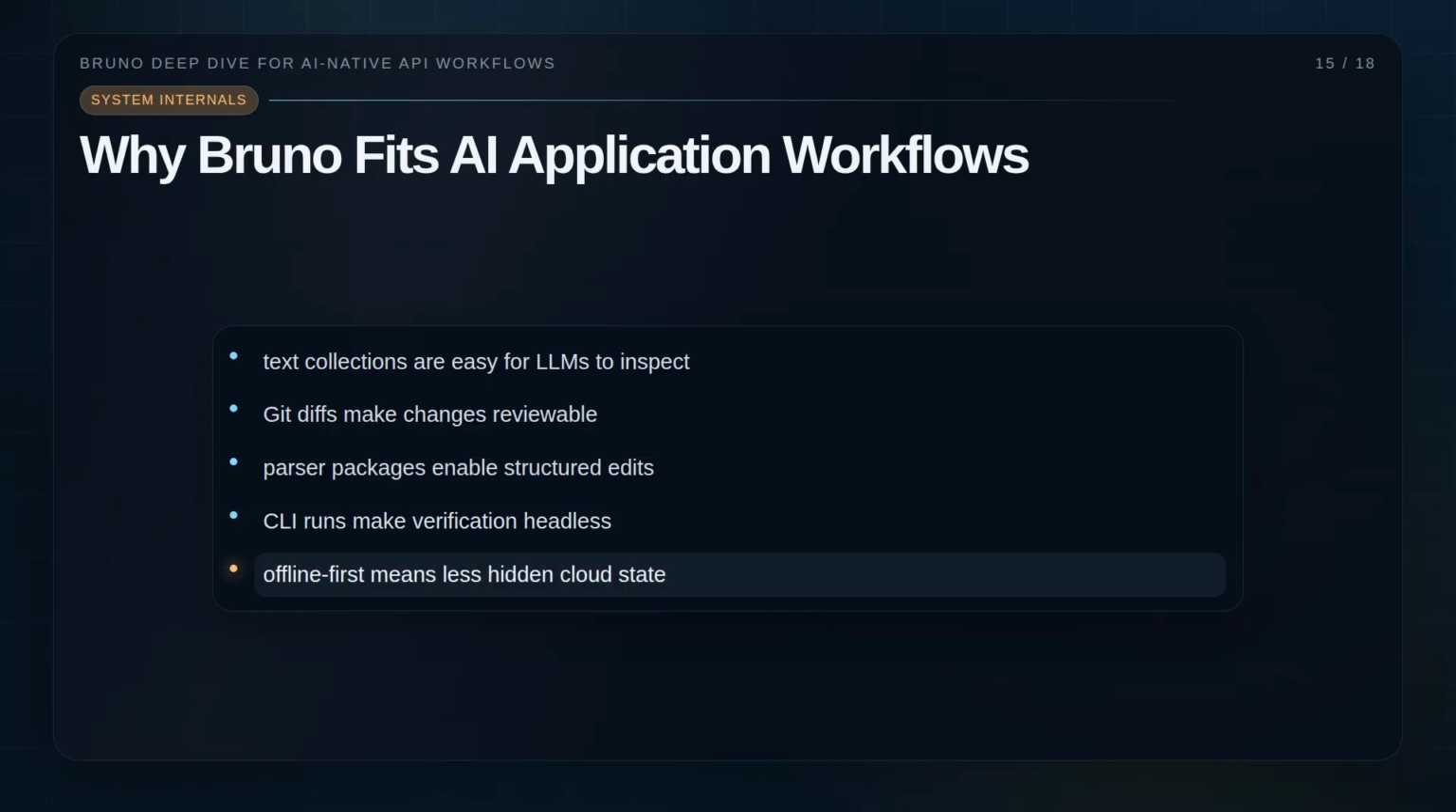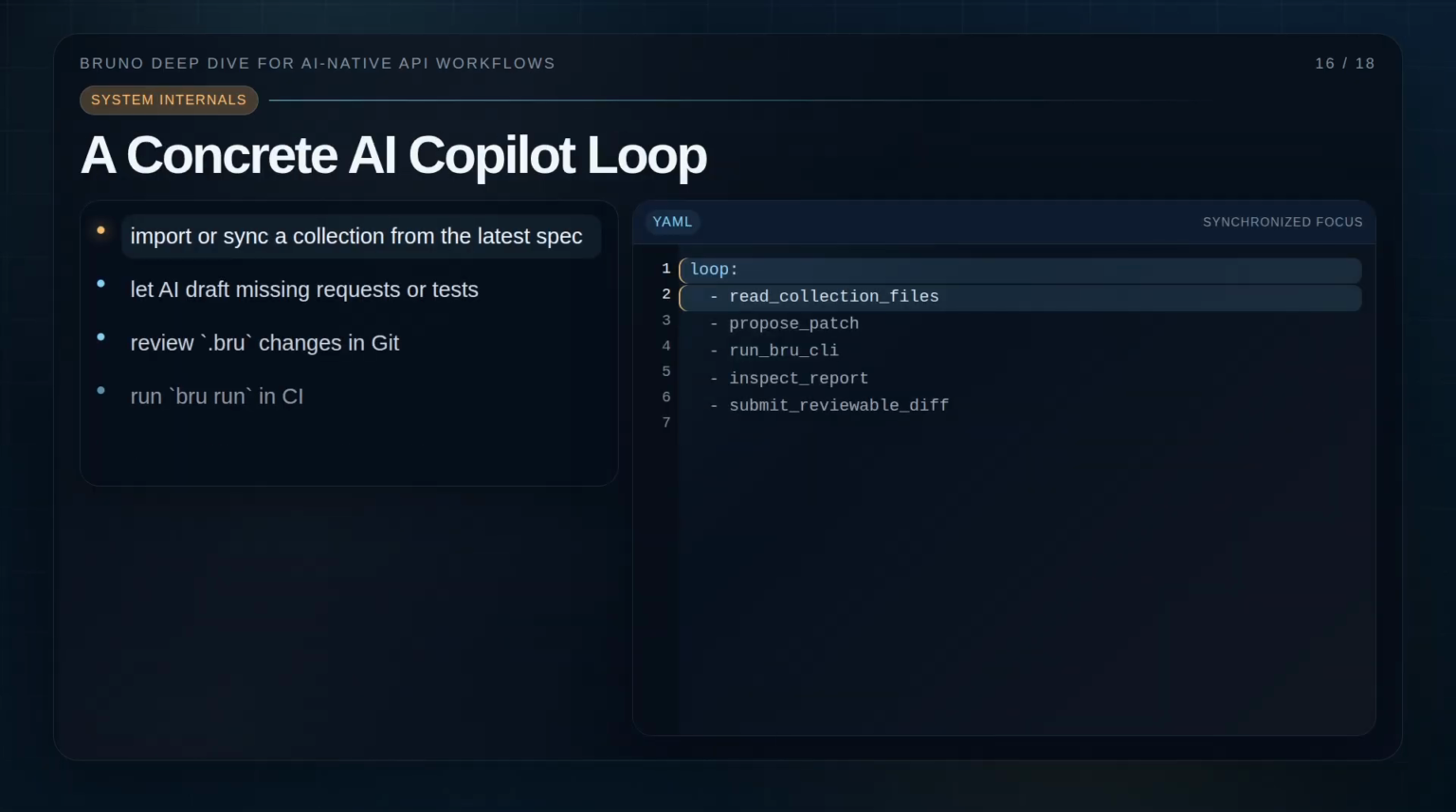The important distinction is simple. Bruno is not valuable because it advertises AI. Bruno is valuable because it uses good software boundaries. Those boundaries make AI assistants more practical and easier to trust.